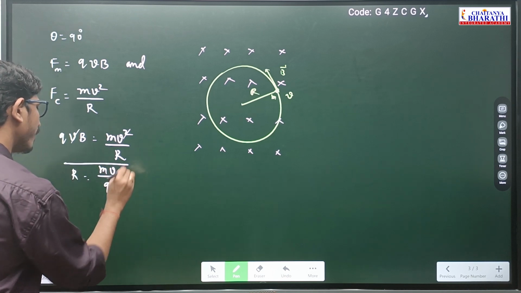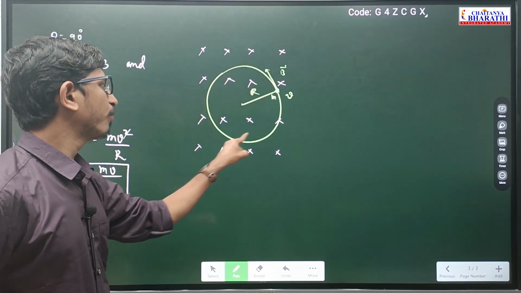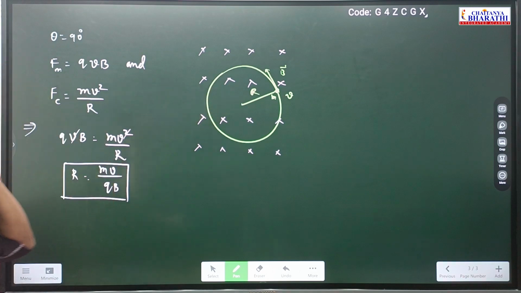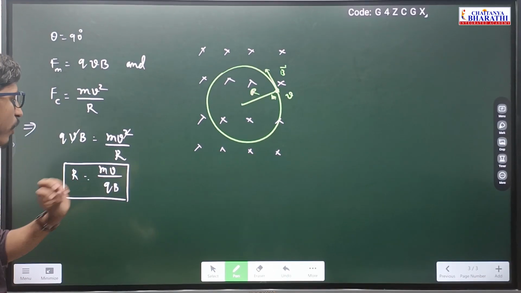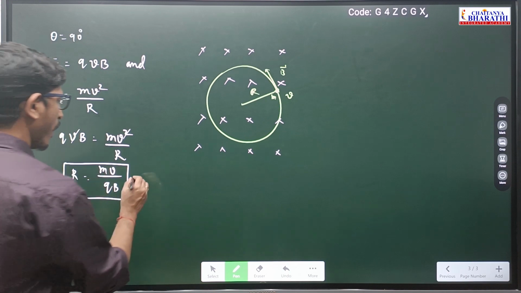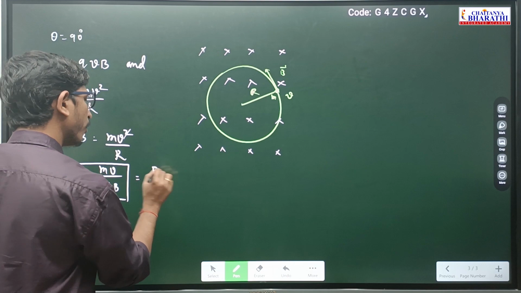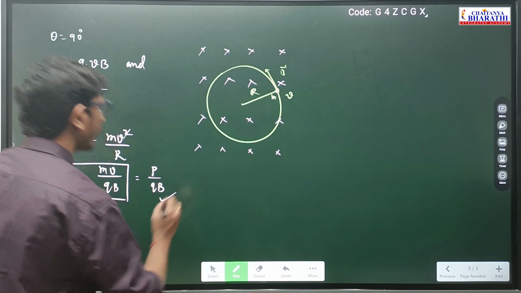So if you see this, the radius of the circle in the uniform magnetic field, where the particle is making circular motion, depends on what? m, v, q, and B. The mass of the particle, speed of the particle, charge, and B also. Simply, mv I can write as the momentum of the particle, so r equals p by qB, right?